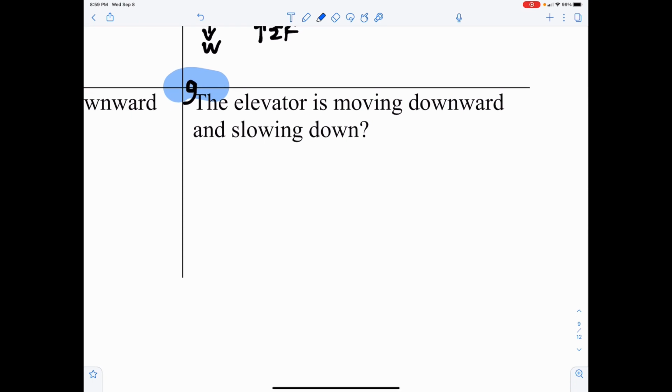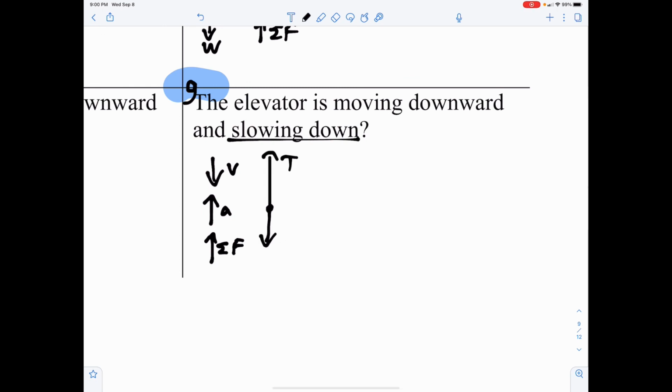Number 9. The elevator is moving down and slowing down. So velocity's down, but if it's slowing down, acceleration has to oppose that and go up. And if acceleration is going up, net force is going up. If net force is going up, that means the upward of the two forces, tension, has to be greater than the downward force of weight. And therefore, if we're moving downward and slowing down, tension going upward is greater than weight going downward.